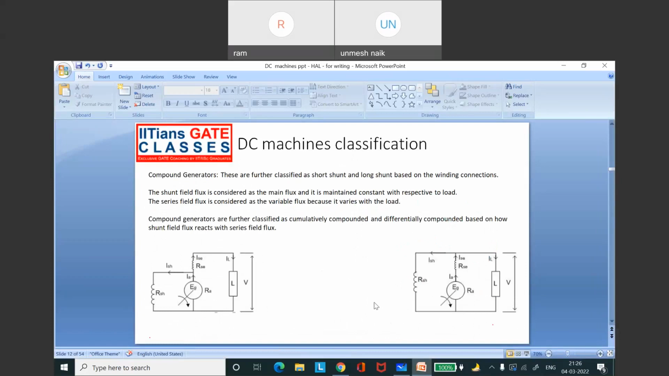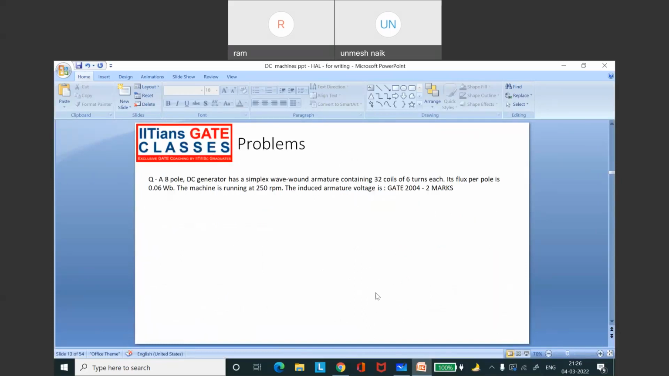Okay, then we will solve one previous question. An 8-pole DC generator has a wave winding consisting of 32 coils of 6 turns each. If the flux per pole is 0.06 Weber, the machine is running at 250 RPM. They're asking us to find out the induced armature voltage. So you can use the earlier expression, E is equal to phi Z N by 60. Try to solve this question.